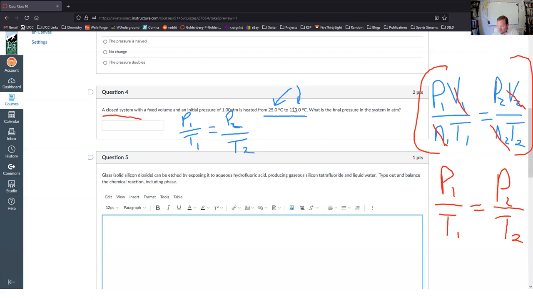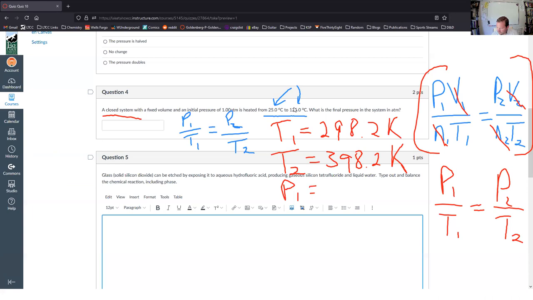Right, and then if you put it in Kelvin, T1 initially was 25 Celsius, which is going to make it 298.2 Kelvin. T2 is going to be 398.2 Kelvin. And P1 is going to be your starting pressure, so 1 atmosphere. So then you plug everything in, solve for P2, and you should get something.